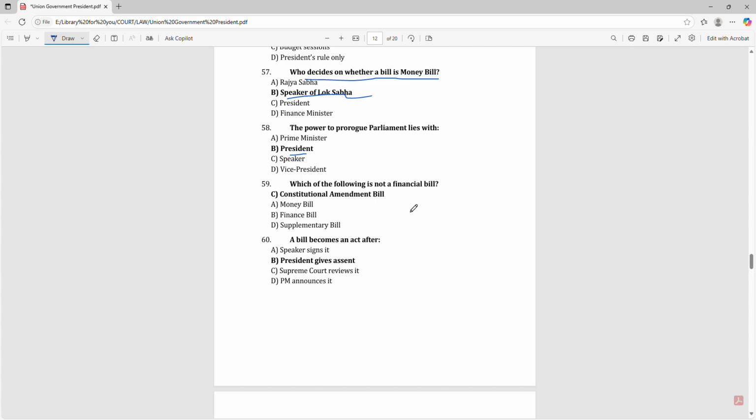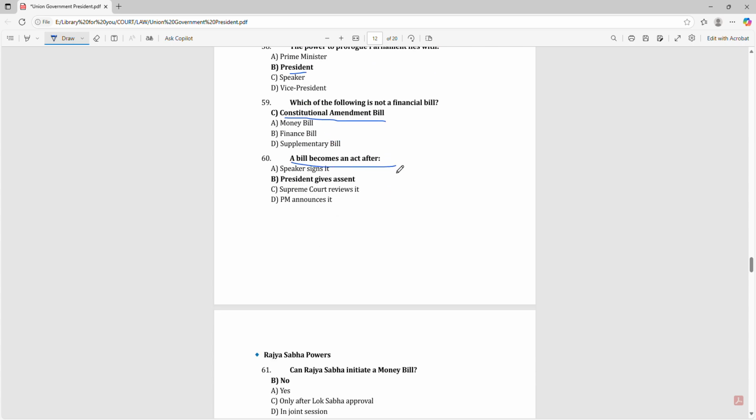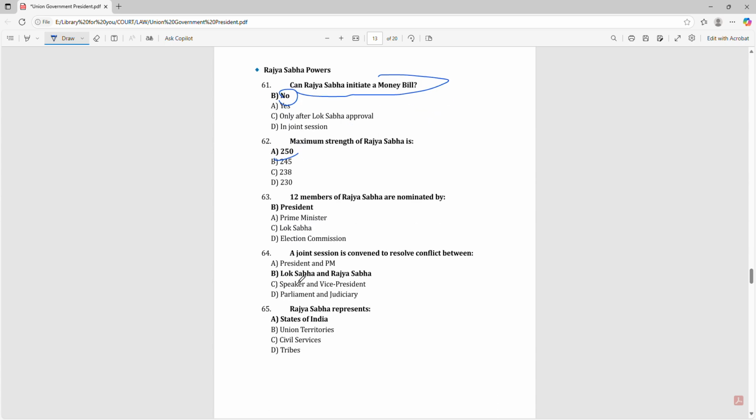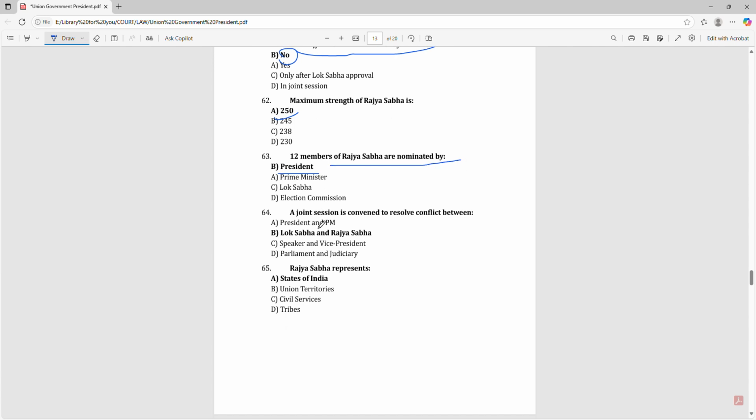Which of the following is not a financial bill? That is the constitutional amendment bill. A bill becomes an act after the President gives assent. Can Rajya Sabha initiate a money bill? No. Maximum strength of Rajya Sabha is 250. 12 members of Rajya Sabha are nominated by the President. A joint session is convened to resolve conflict between Lok Sabha and the Rajya Sabha.